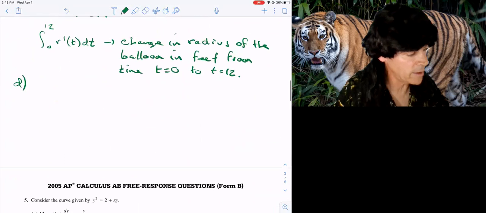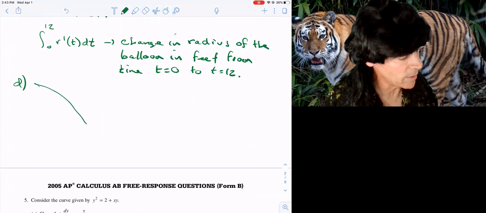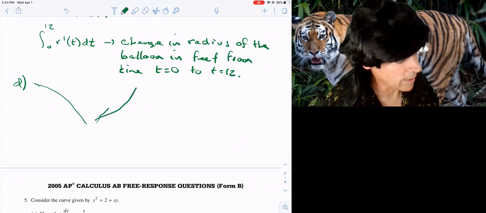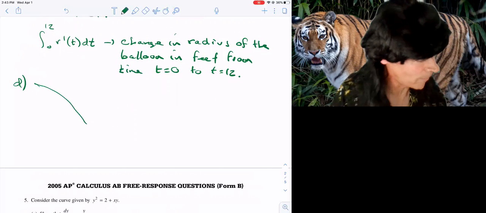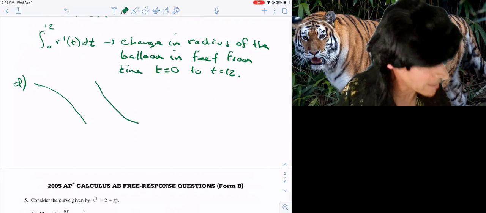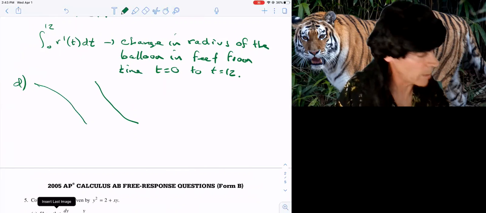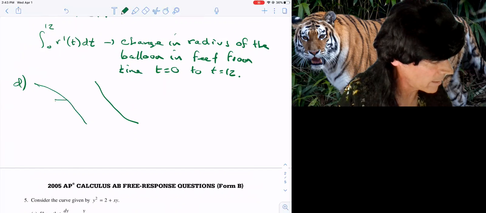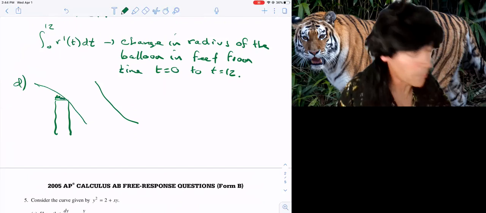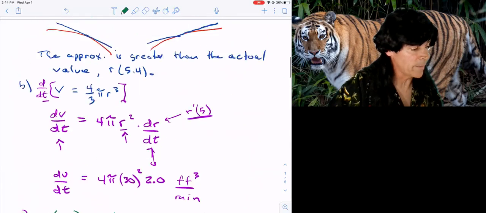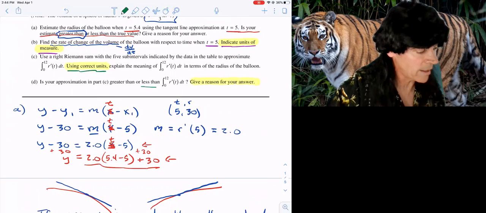If my function is decreasing, it doesn't matter if it's decreasing like this or decreasing like this. But again, I'm doing what kind of Riemann sum? It's a right Riemann sum. So I just draw one of these in here. There'd be a right Riemann sum. This part here is going to be an underestimate of my actual. So my approximation is going to be less than.